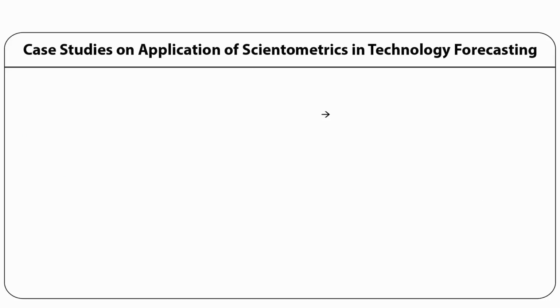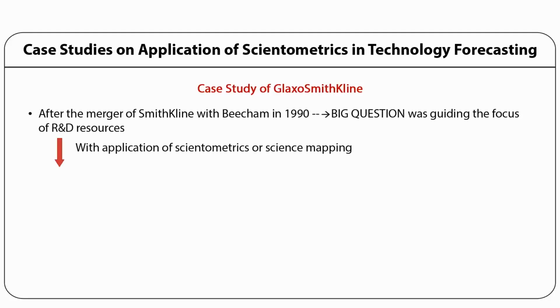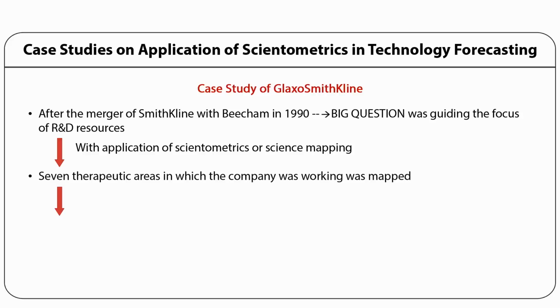We look at some case studies on the application of scientometrics in technology forecasting. This is a case study of GlaxoSmithKline. After the merger of SmithKline with Beecham in 1990, the big question was guiding the focus of R&D resources. Scientometric mapping emerged as a very important tool in this regard. The two companies together had been working in 7 therapeutic areas.